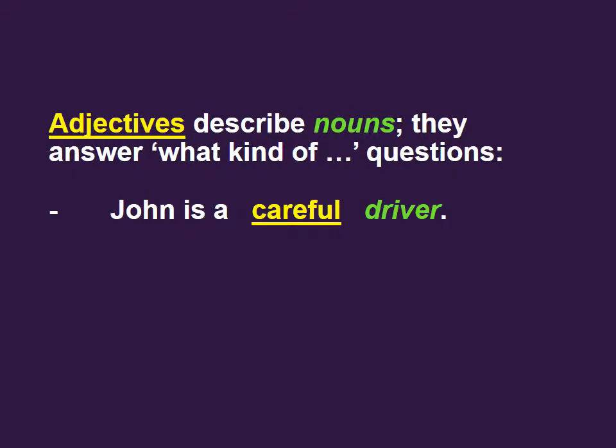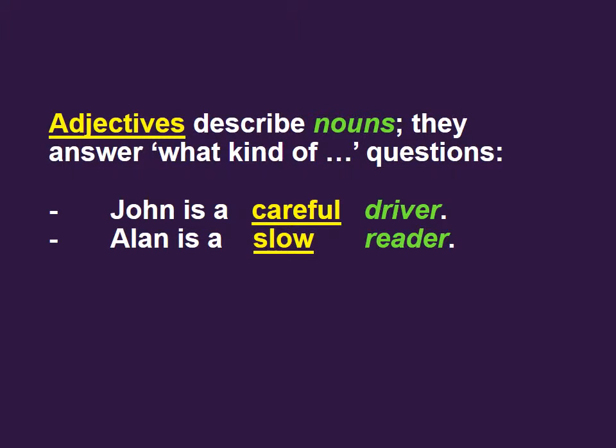This may sound vague or difficult, but bear with me because the examples will make everything clear. Just take a look at the first sentence. John is a careful driver. Careful tells us something about the noun driver. It describes the noun driver. Therefore, it is an adjective. Also, because it is the answer to the question, what kind of driver is John?